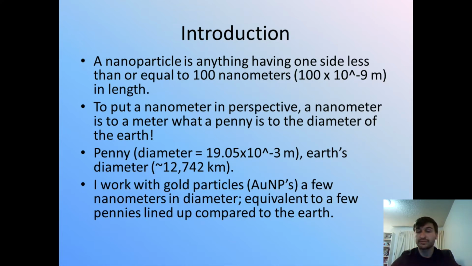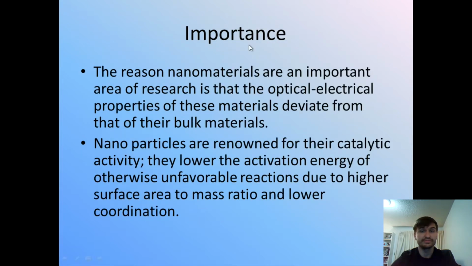I work with gold nanoparticles, abbreviated AuNPs, because the elemental symbol Au stands for gold, and these are about 5 nanometers in diameter, equivalent to just a few pennies lined up compared to the entire diameter of the Earth.